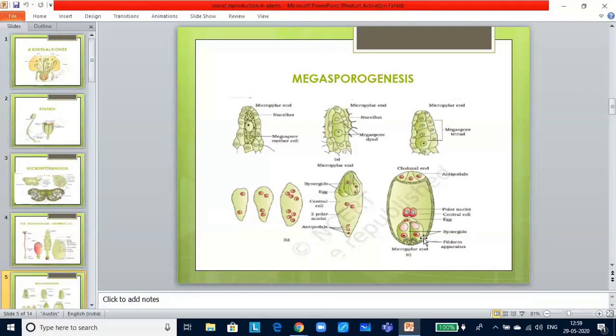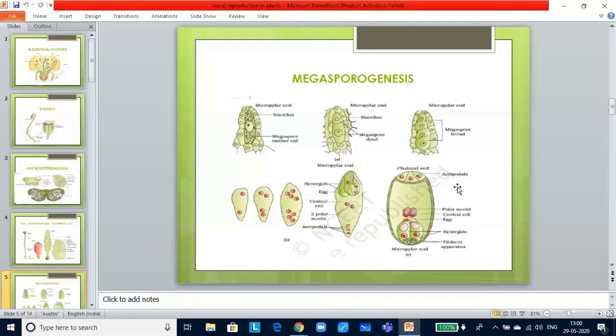Of the 8 nuclei, 6 are surrounded by cell walls and organized into cells. The remaining 2 nuclei, called polar nuclei, come together. The polar nuclei are situated below the egg apparatus in the large central cell. The cell distribution within the embryo sac: two cells here will form the synergids, one cell will form the egg cell, and here you find the polar nuclei or the secondary nucleus forming the central cell, and the other three cells forming the antipodals. The egg apparatus hence forms at maturity.